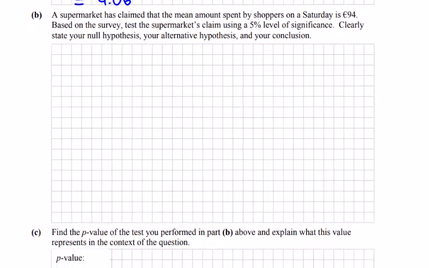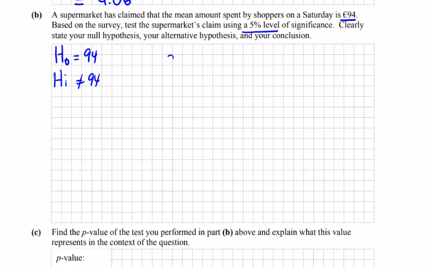The supermarket has claimed the mean amount spent by shoppers is 94. Based on the survey, test the supermarket's claim using a 5% level of significance. H0, the mean is 94. H1, the alternate hypothesis, the mean is not 94. And we are testing 90.45 against this.